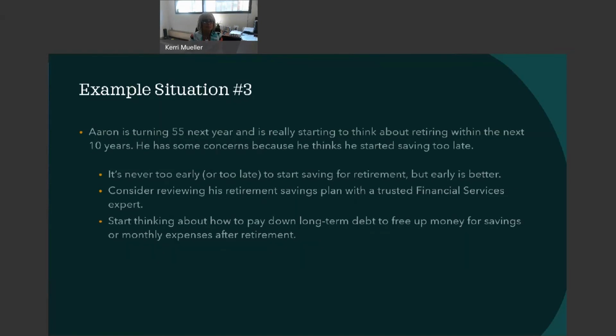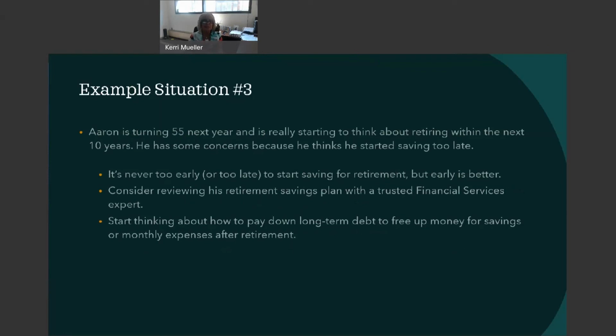And example number 3 is in the next phase. Erin is turning 55 next year and is really starting to think about retiring. So here he is at the end, and he's thinking about retiring within the next 10 years. He has some concerns because he thinks he should have started saving a little bit sooner than he did.